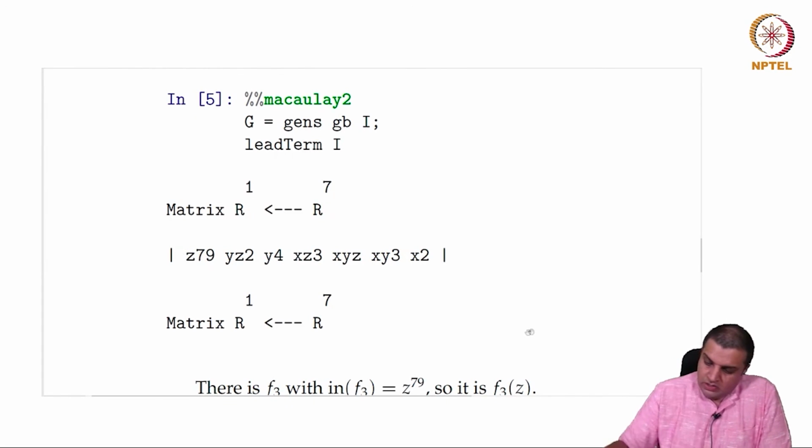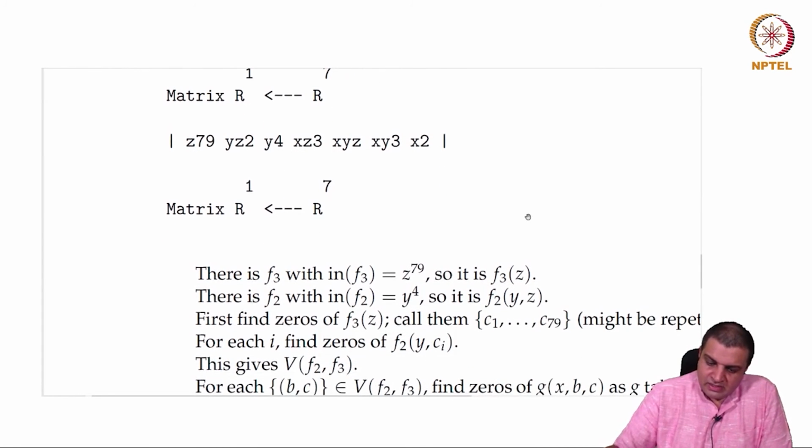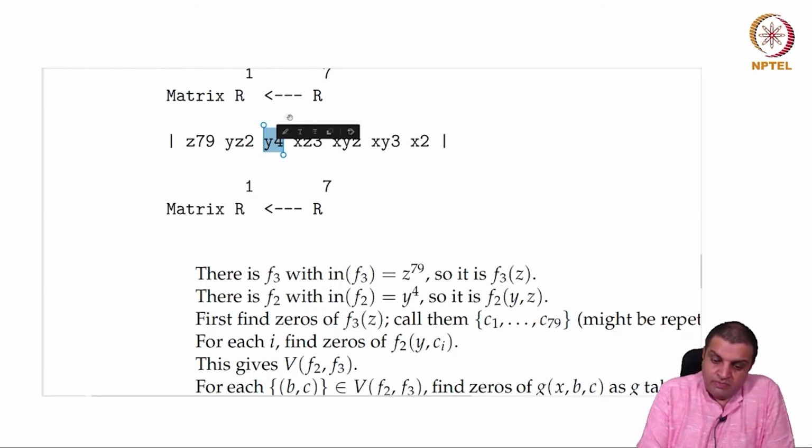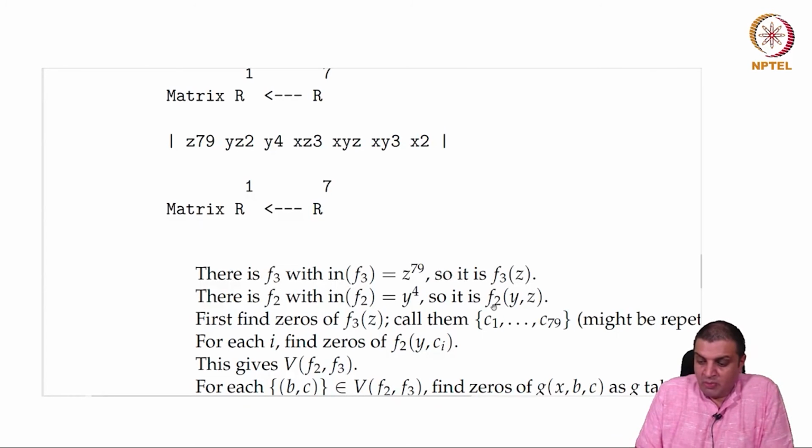Let's try to understand what it says. There is a polynomial f3 in the ideal, with in(f3) equal to z to the 79. If you have a polynomial in lex order whose initial term is a power of z, then it cannot involve y and x. So it must be a polynomial in z alone. There is an f2 with initial term y to the 4, so it must be a polynomial in just y and z. So we first can solve for this one.